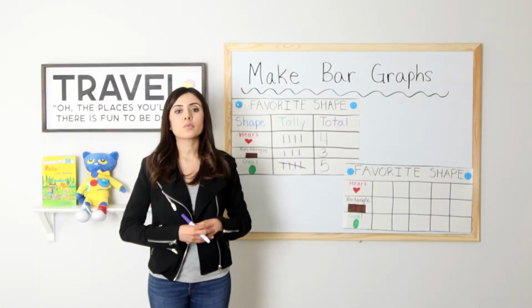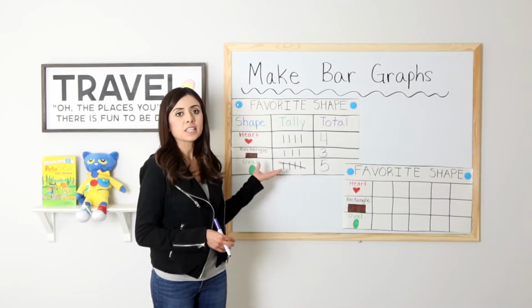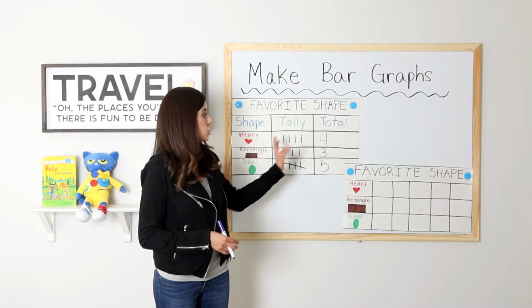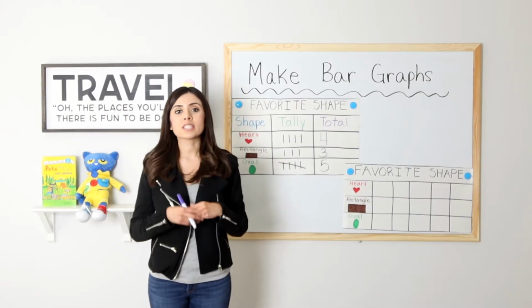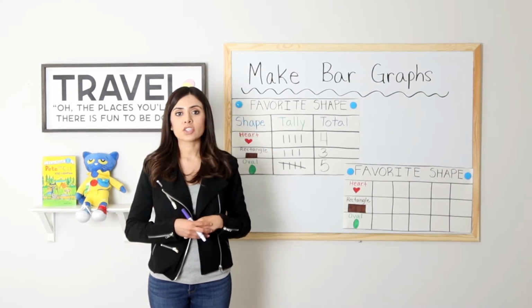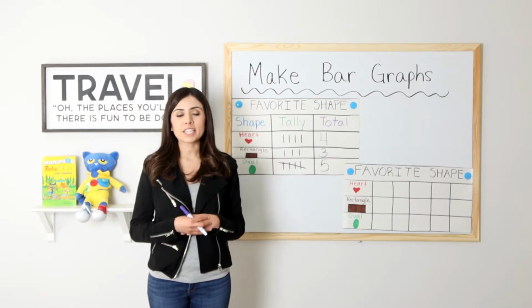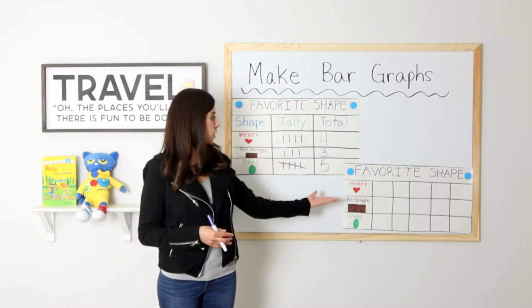So for this lesson, we will be looking at the data in a tally chart and moving it over to a bar graph. This is the same tally chart I used in the lesson where we created picture graphs. Let's go ahead and review the data so we can move it over to our bar graph.